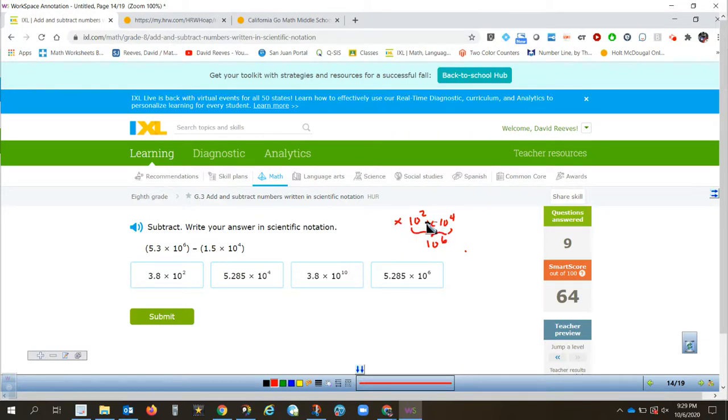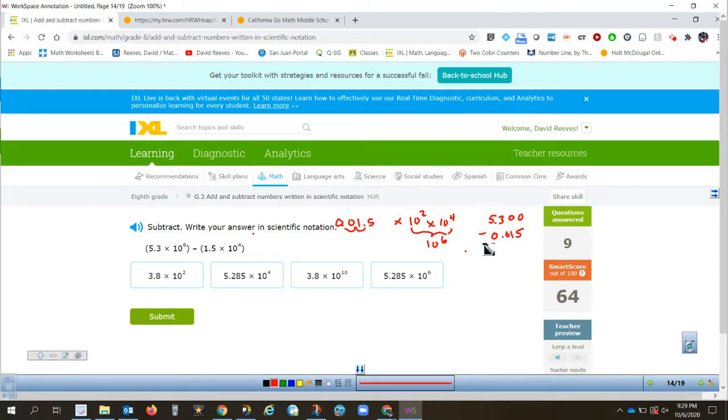So what did I just do? I made it 100 times bigger. So what do I have to do with my 1.5? My 1.5 must get 100 times smaller. This moves it 2 to the right. I have to go 1, 2 to the left. Okay, so I get 0.015 times 10 to the second. So now I have 5.3 minus 0.015. I think that's correct.